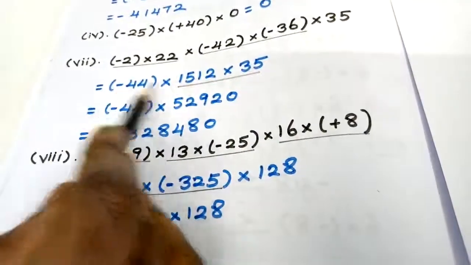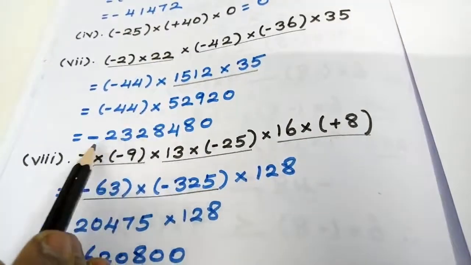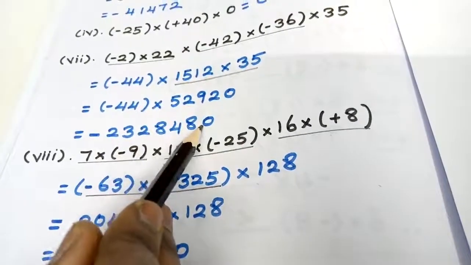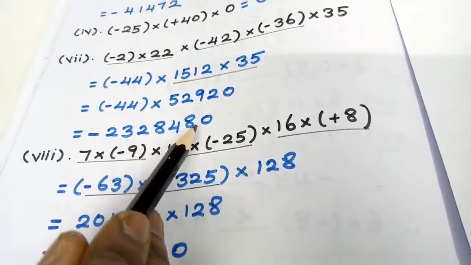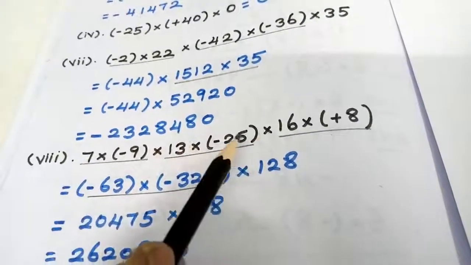You can take the first 2 or the next 2. The next 2 I am just taking and multiplying the value. Afterwards, the final answer is going to be minus 2328480, and you are going to try the calculation in your rough work. Similarly, for the 8th sum also you are going to try the calculation.